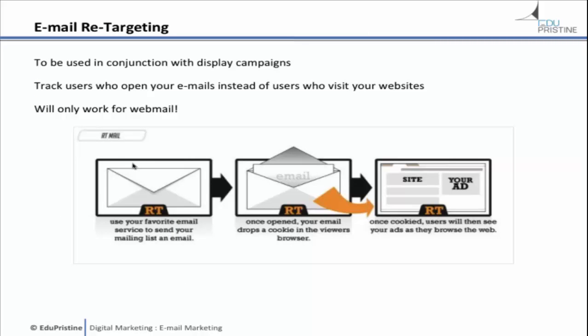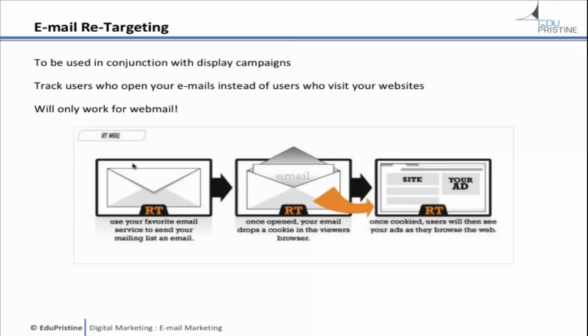Okay, there's a new concept called email retargeting. Basically the way it works is you use your favorite email service to send your mailing list an email. Once opened, your email drops a cookie in the viewer's browser, and once cookied, users will be able to see your ads as they browse the web. It's to be used in conjunction with display campaigns, which means you send out an email, and people who open that particular email will be tagged, and then you can start doing remarketing for the people who have actually opened the email.